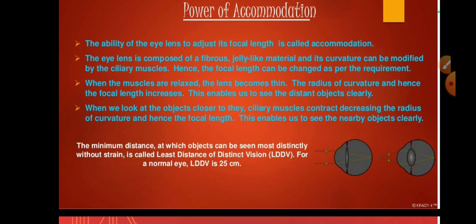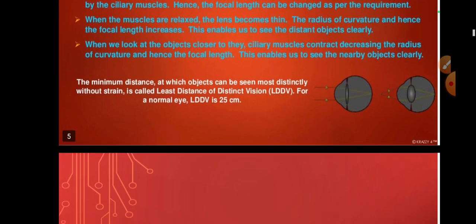When the muscles are relaxed, the lens becomes thin, the radius of curvature increases, and hence focal length increases. That enables us to see distant objects clearly. When we look at objects closer to the eyes, ciliary muscles contract, decreasing the radius of curvature, hence focal length decreases. It enables us to see near objects clearly.